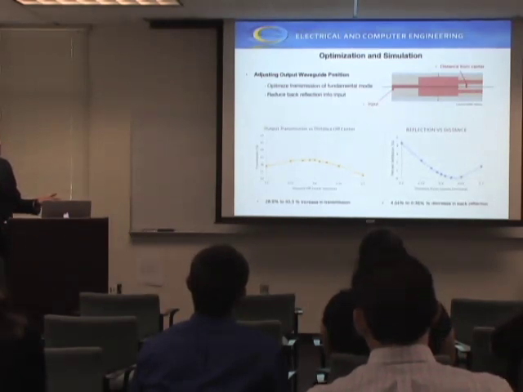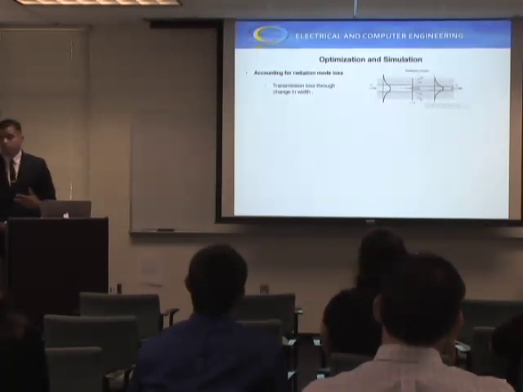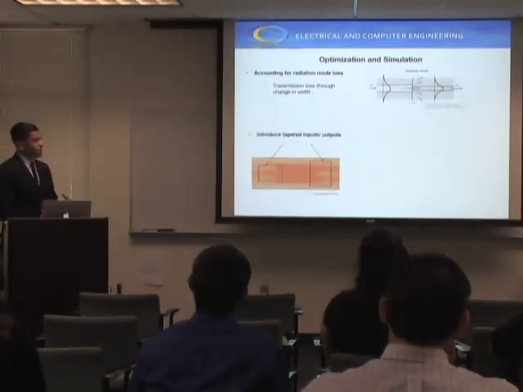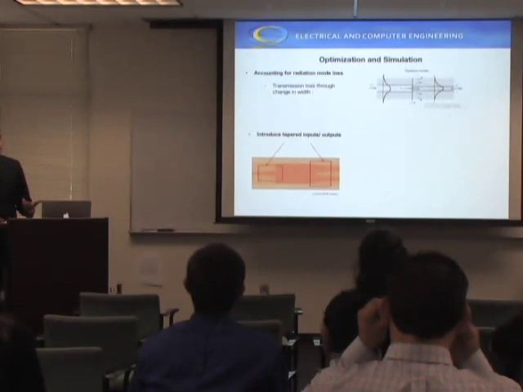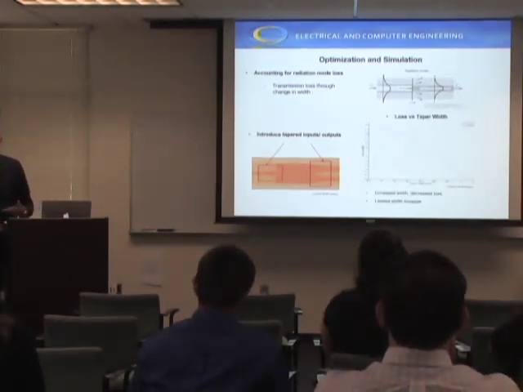What we need to account for is something called radiation mode loss, which happens when we have a wave propagating from a wider waveguide to a thinner waveguide, or vice versa. The way we do this is by introducing tapered inputs and outputs. So using numerical mode analysis, I ran a parameter sweep of varying widths from 0.4 to 1.1 microns.